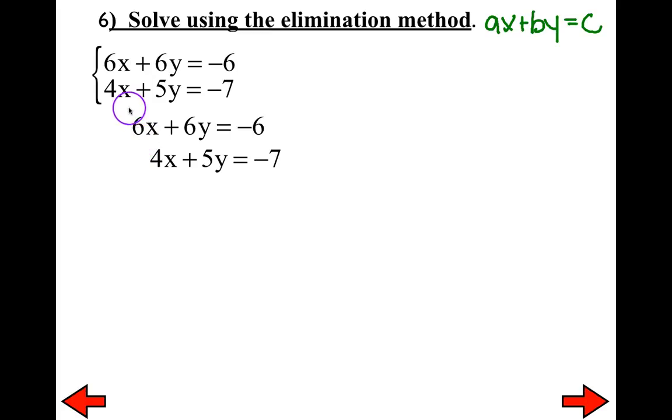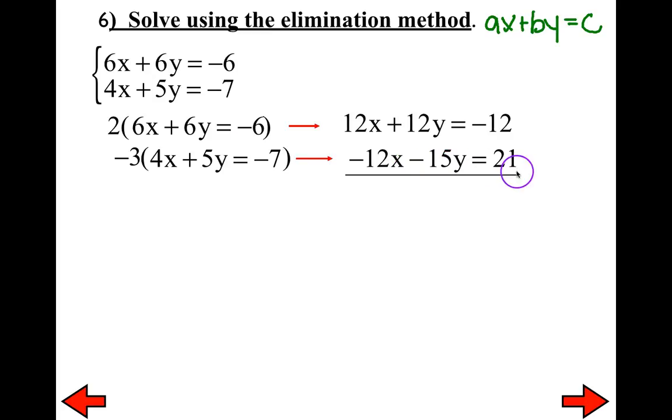Here, you're going to decide whether it's easier to eliminate the x's or the y's. I'm going to say x's for sure, because I see that 4 and 6 have a 12 in common. 6 and 5 have a 30 in common, so I would have to multiply by larger numbers, which I never want to do. I always want to keep things simple by multiplying by a small number. So here, I'm going to change this first equation by 2, and that's going to change my equation to that, and change the second equation by a negative 3, which would change my equation to that.